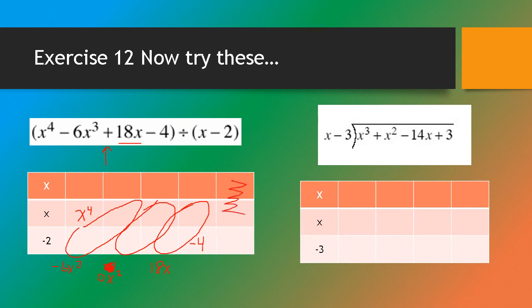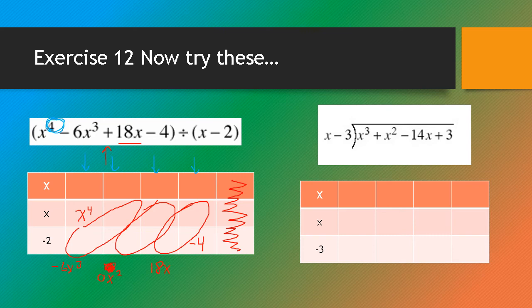Therefore, I do not need this last column. And in general, it is true that the number of columns that you'll need for your division is going to be 1, 2, 3, 4, the same as the degree of the dividing polynomial. Okay, so if we're dividing a quartic by a linear, we will need 4 columns. Alright, so let's get started.